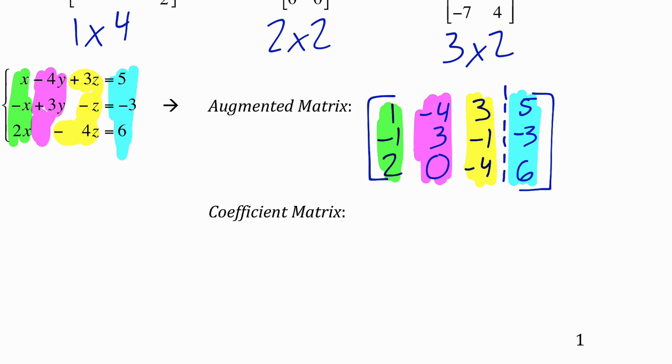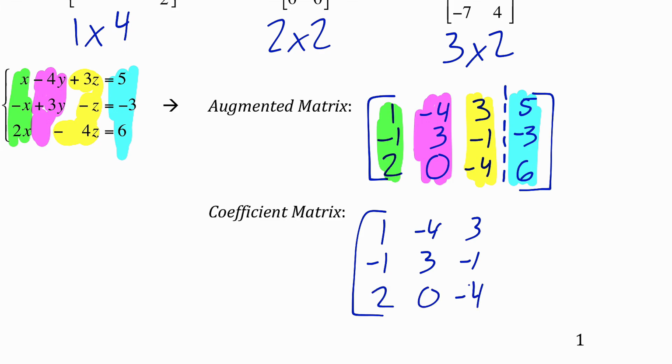Now, the coefficient matrix is the same thing, just without the augmented part, just without the constants. So the first row would be 1, -4, 3. The next row would be -1, 3, -1. And the final row would be 2, 0, -4. So just the coefficients, ignoring our constants.